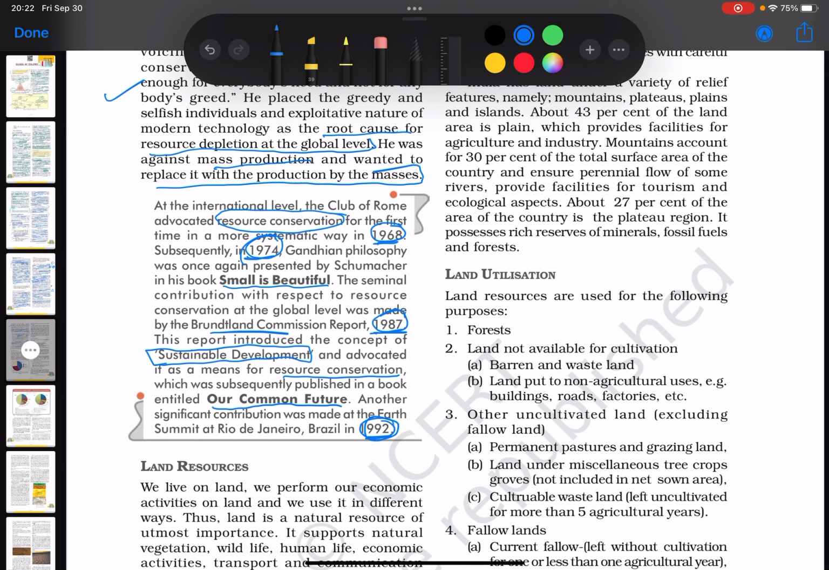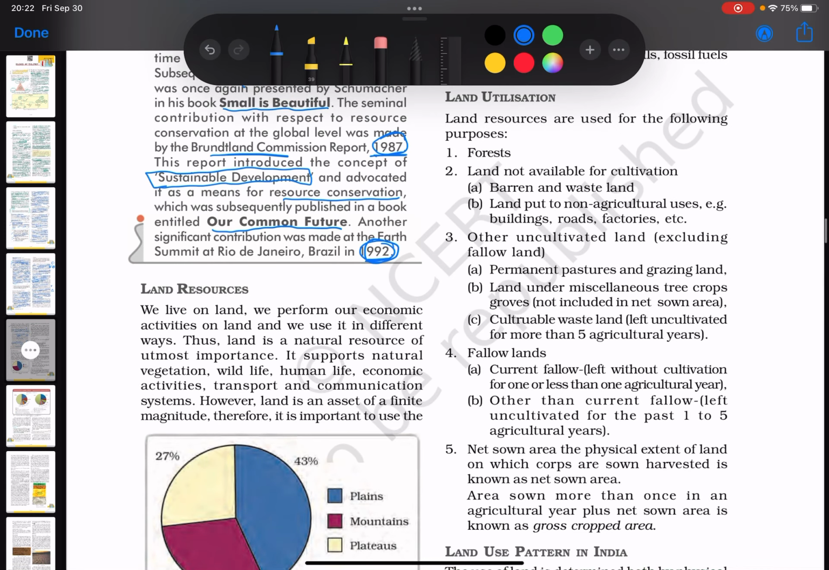So this was all about sustainable development and resource utilization. In the next video, we will look at the land resources.